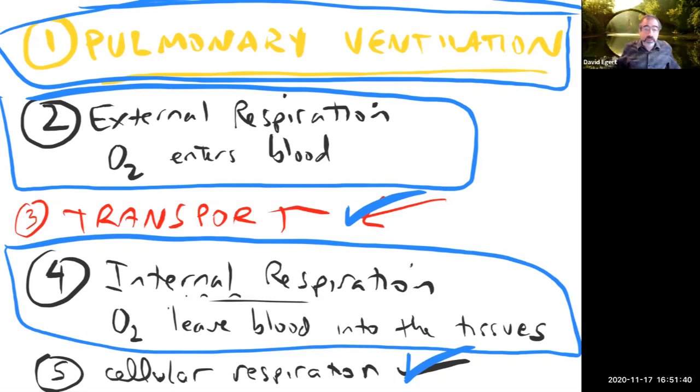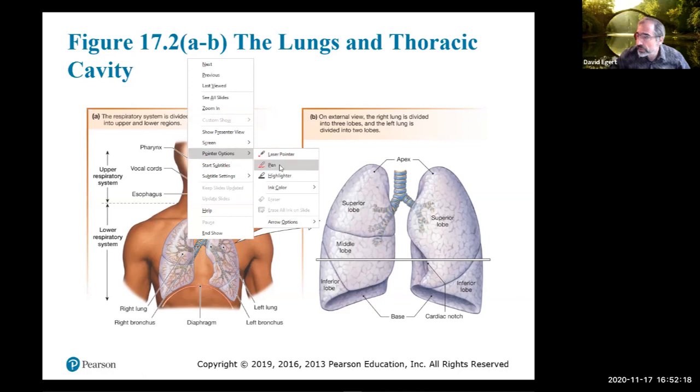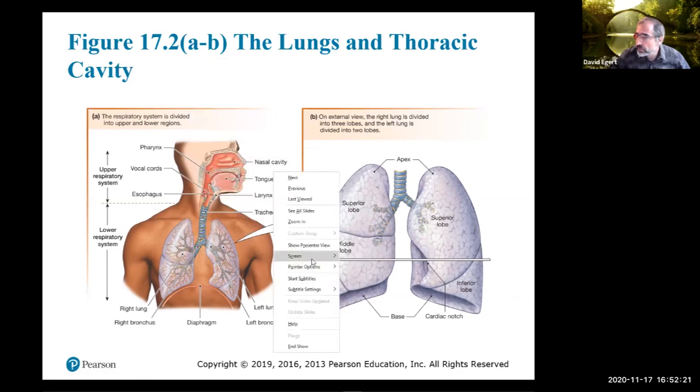All right, we need to do a little bit of the basic anatomy. So that's probably easier if I use a picture. So I'm going to do that here, share screen. All right, so this is just from your book. This is the picture of the respiratory system. I'm going to get my pen. Let's get a different color. Let's make it purple.